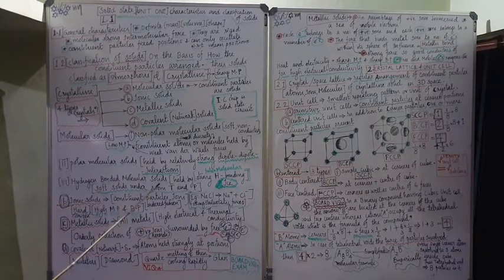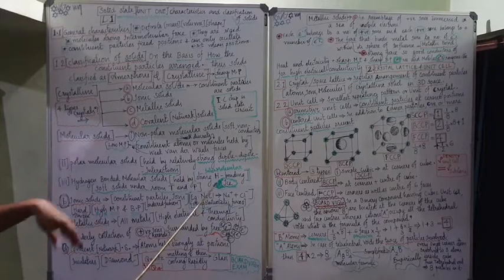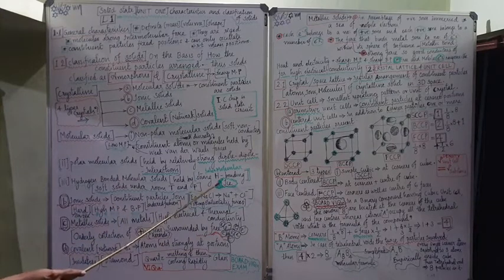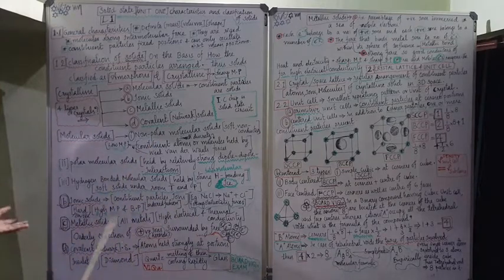The hydrogen bonded molecular solids are the third type of molecular solids. Hydrogen bonded molecular solids are held by hydrogen bonding. The name itself is given like that. Hydrogen bonded molecular solids are included in the molecular solids, which are held together by hydrogen bonding. Here, just one question was asked: what is the bonding in ice? That is intermolecular hydrogen bonding. Strong hydrogen bonding is in ice. So the hydrogen bonded molecular solid is ice. They are soft solids at room temperature and pressure.